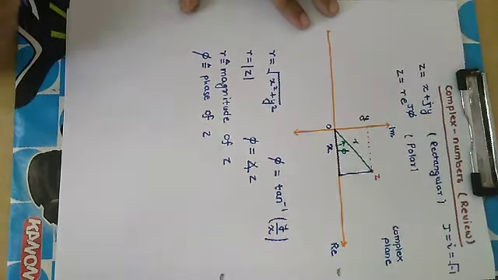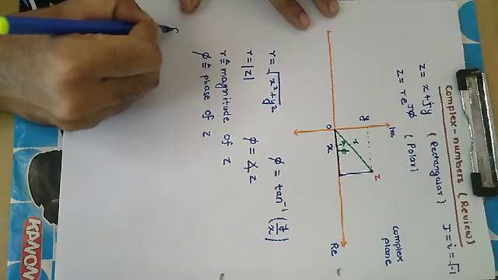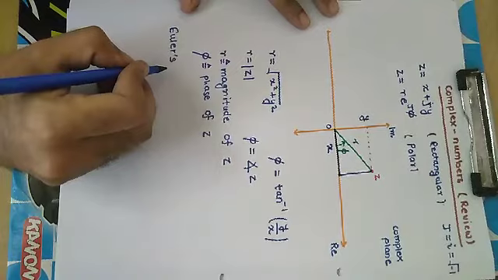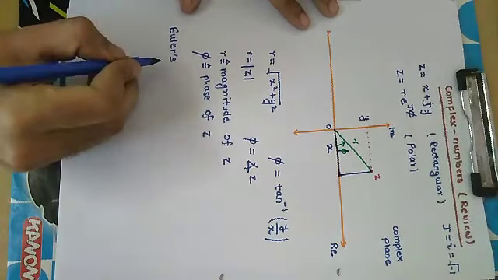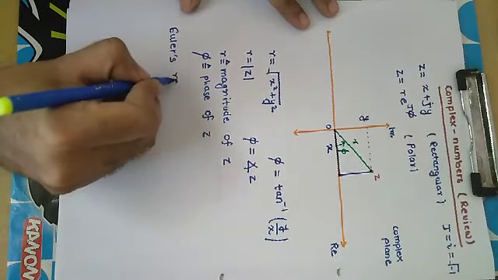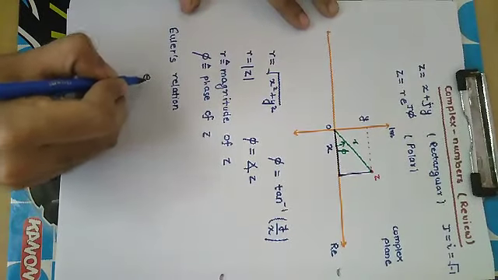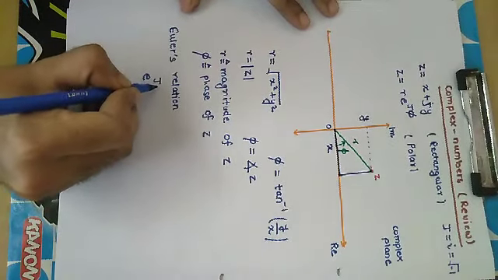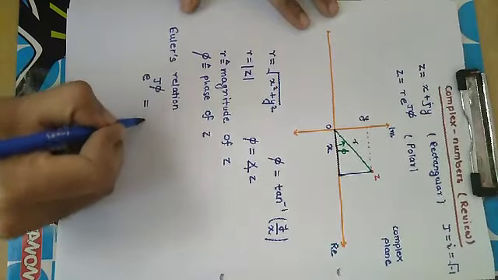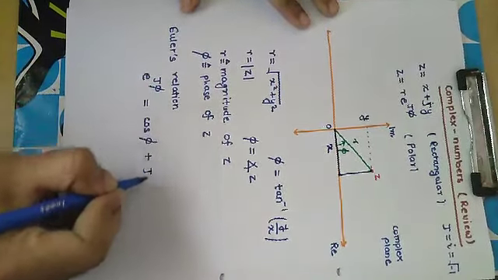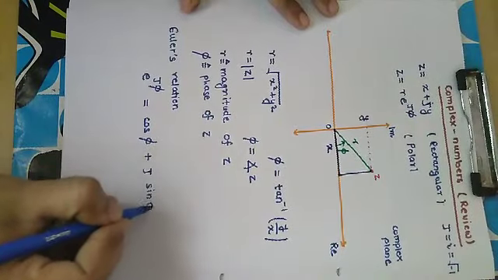Now there is an important relationship, that is Euler's relationship. Some faculties also say this is Euler relation, and that is e to the power j phi equals cos phi plus j times sin phi.